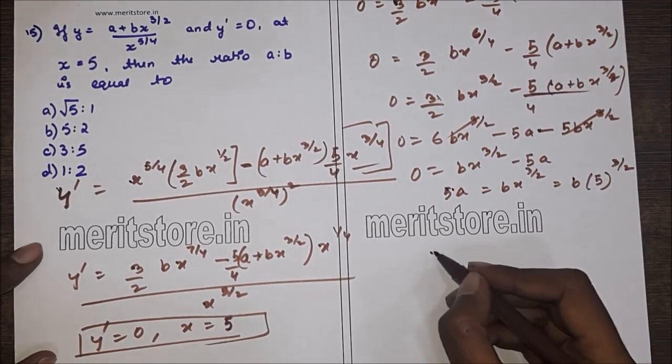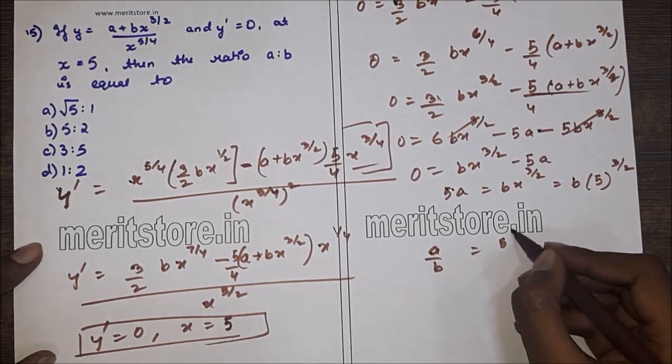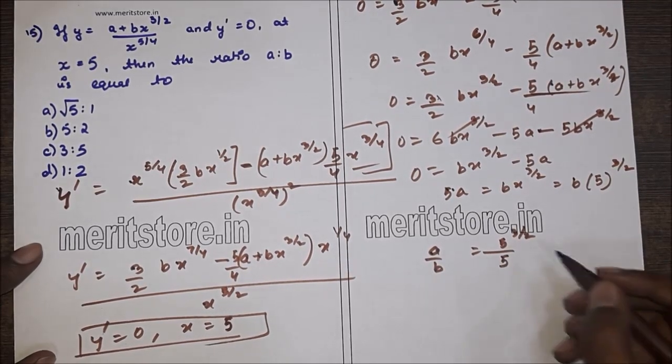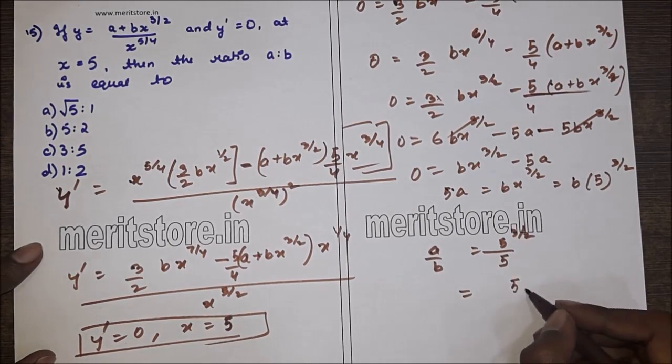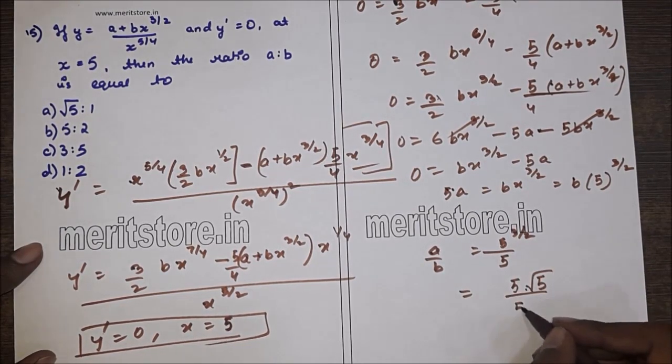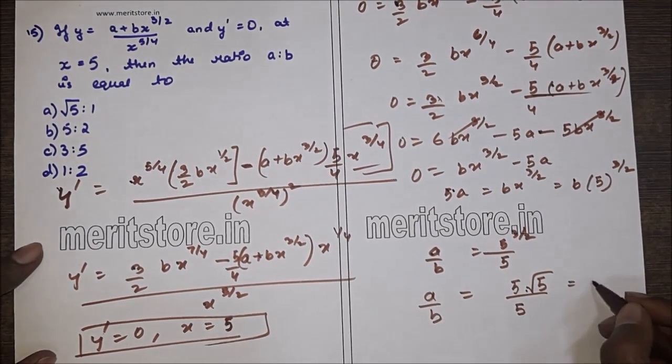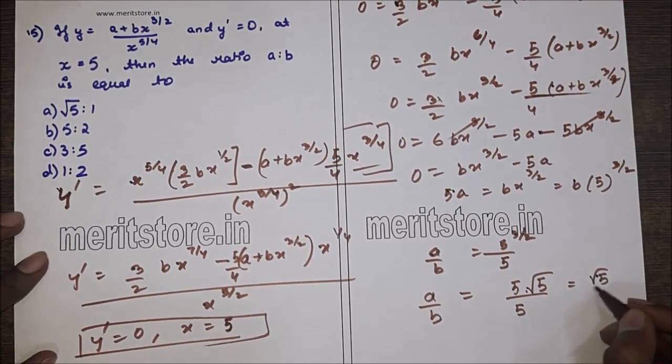That is, a by b is 5 raised to 3 by 2 by 5. So this is 5 times root 5 divided by 5, which is root 5 is to 1, which is option A.